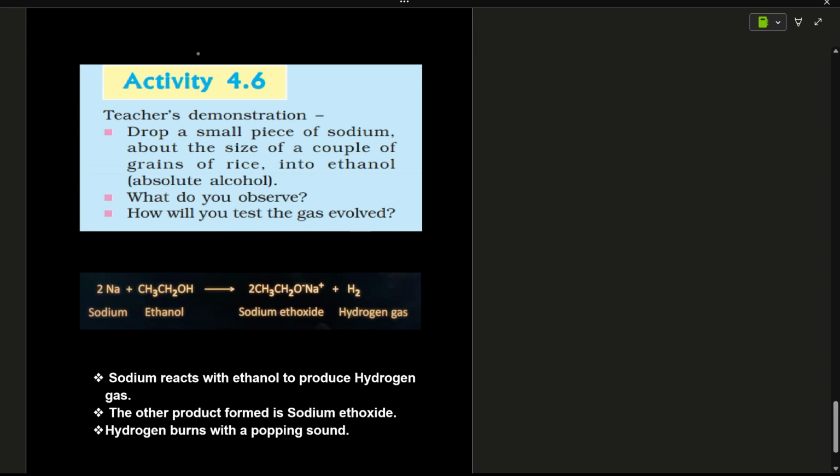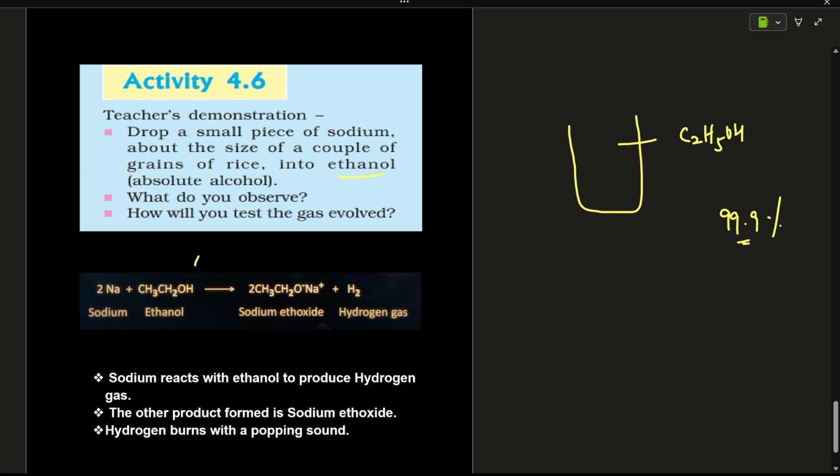What does it say? Drop a small piece of sodium about the size of a couple of grains of rice into ethanol. ठीक है, आप इथेनॉल लो टेस्ट ट्यूब में, ठीक है, C2H5OH. और ये कैसा इथेनॉल है? This is absolute alcohol. Absolute alcohol means इसमें 100% एल्कोहल, 100% इथेनॉल, या फिर आप कह सकते हो 99.9% इथेनॉल है, rest very small amount is of water.